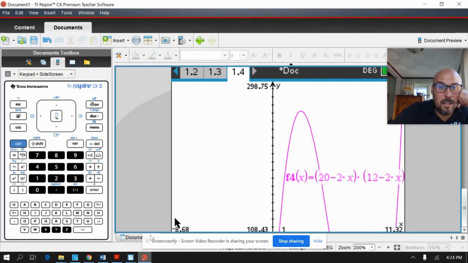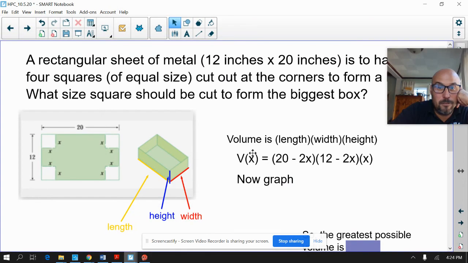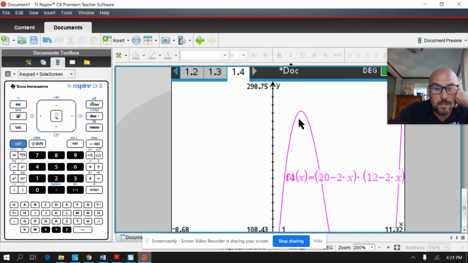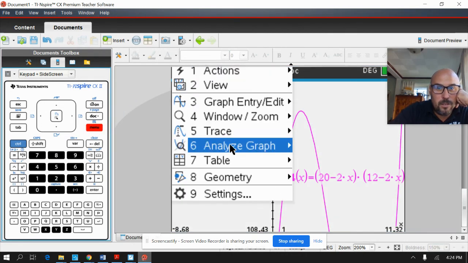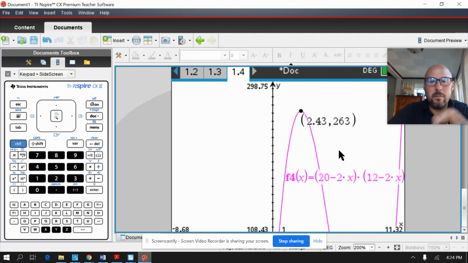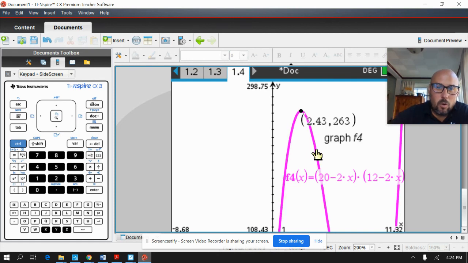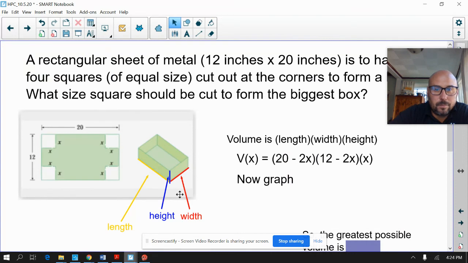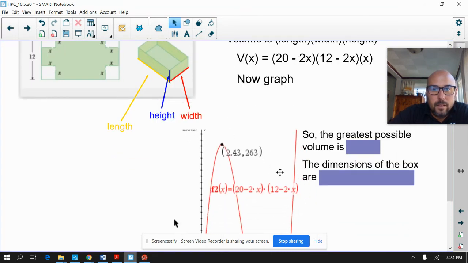Remember, the Y value represents the volume because that's what we wrote. The volume equals all of this. So the y value is the volume, and I want to find the biggest volume. So I go to Analyze Graph, maximum, the lower bound, the upper bound, and the largest possible box would have a volume of 263 cubic inches. And that occurs when I cut out 2.43 inches on each corner.